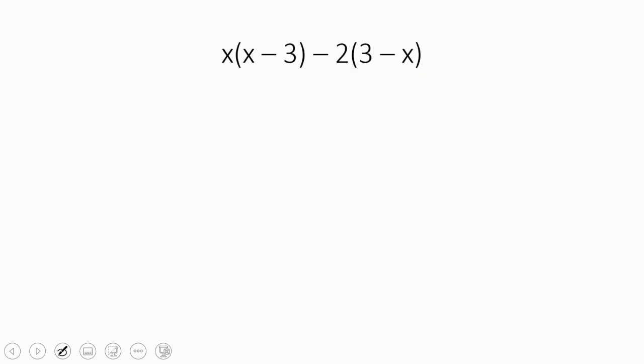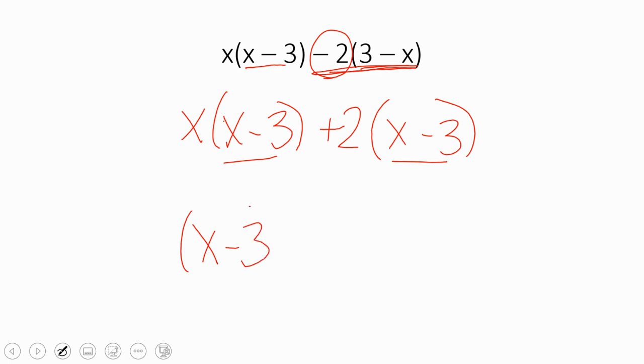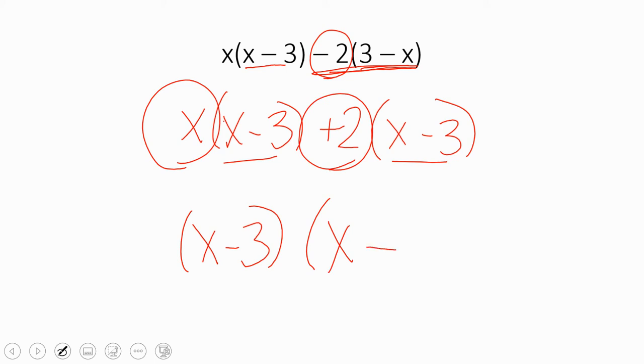One more. We have x minus 3 and we have 3 minus x. Again, take your pick. I'm going to switch this one because I like to have x minus 3. So my first term is going to stay the same. My second term, I need to make this plus a positive 2. And then I need to flip the inside of my parentheses. Now, these are the same. And my other one has x plus 2.